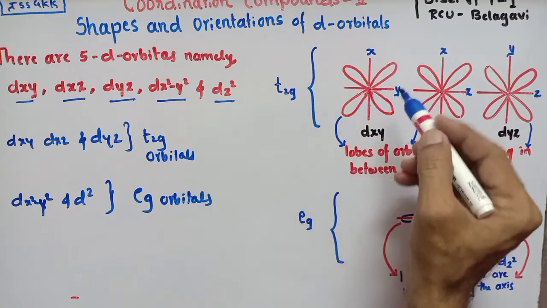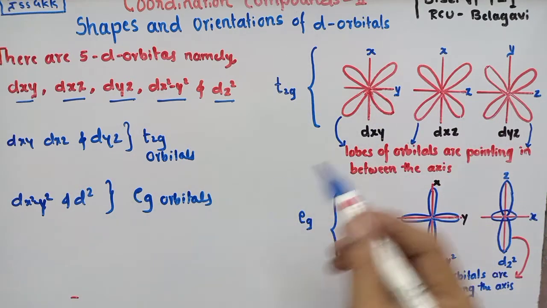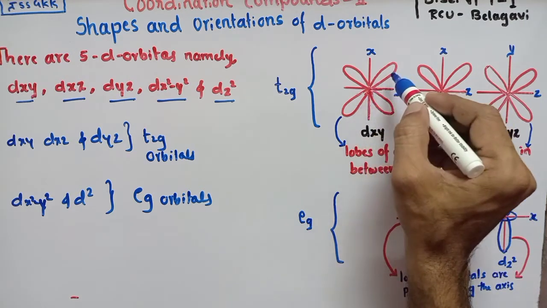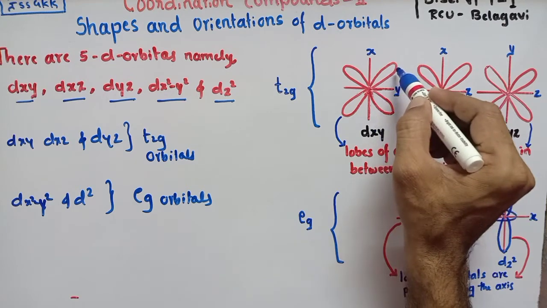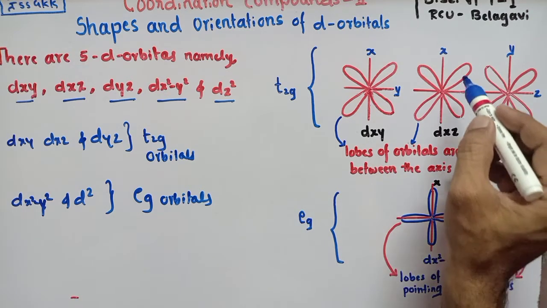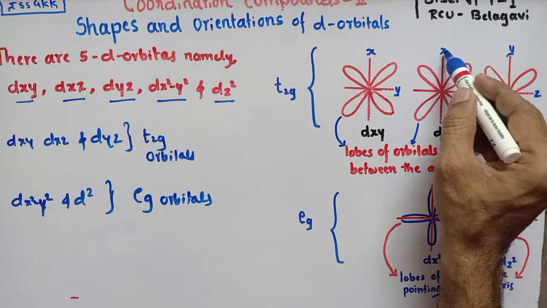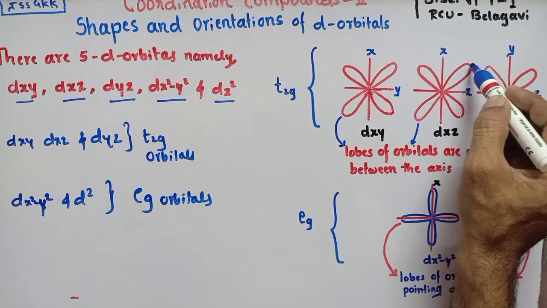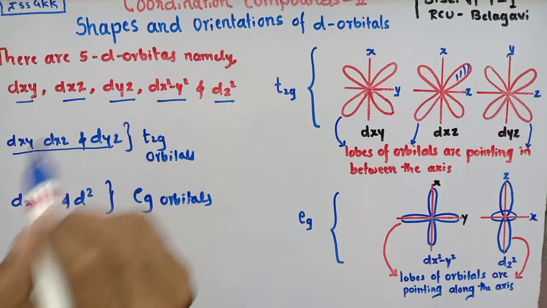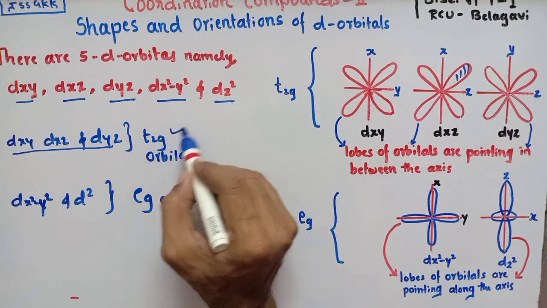Let us observe the lobes of these 3 orbitals. For example, if you consider the dxy orbital, the lobe of the orbital is exactly lying in between the x and y axis. Similarly, for the dxz orbital, the lobe of the orbital is exactly lying in between the x and z axis. Similarly, if you consider the dyz orbital, again the lobe of the orbital is exactly in between the y and z axis. So therefore, these 3 orbitals are identical in shape. Therefore, they are grouped in one set, and that set is called T2g orbitals.